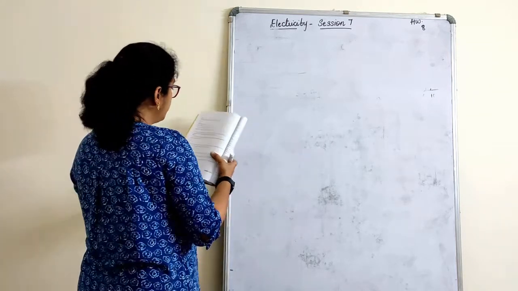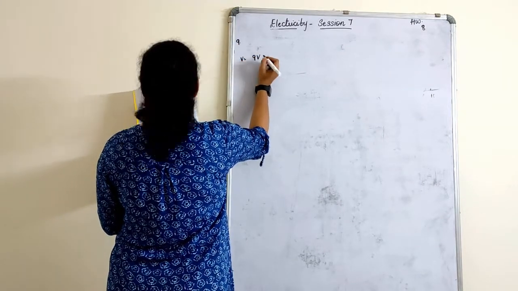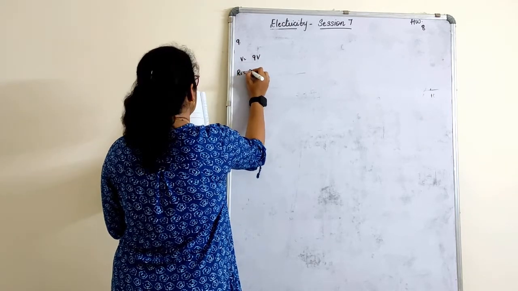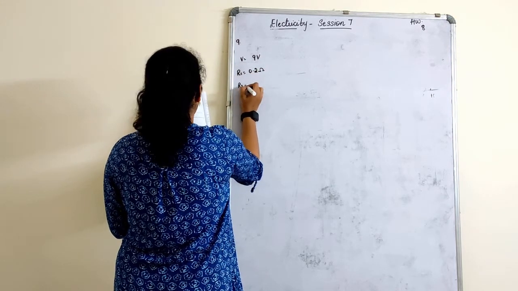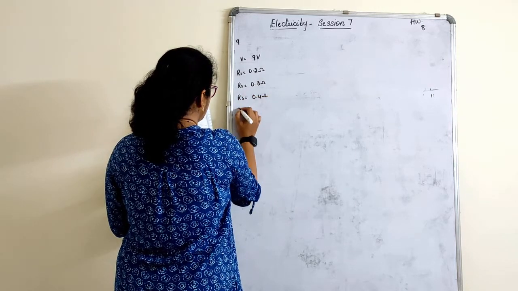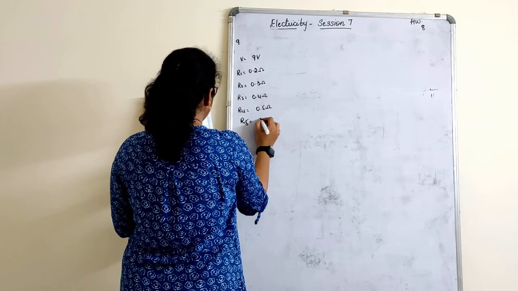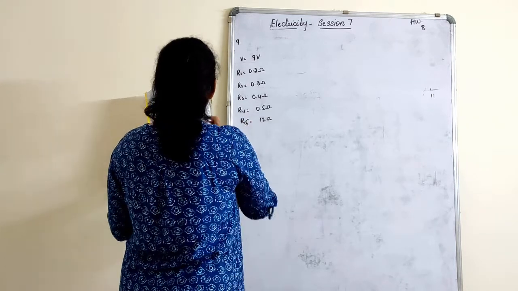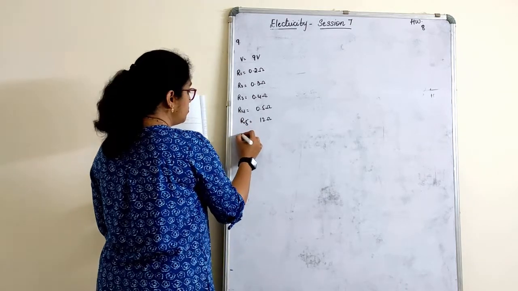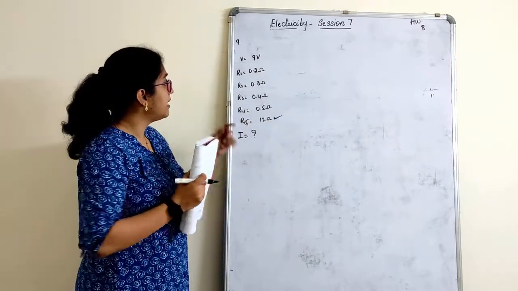A battery of 9 volt is connected in series with the resistors. R1 is 0.2 ohms, R2 is 0.3 ohms, R3 is 0.4, R4 is 0.5 ohms, and R5 is 12 ohms. So 1, 2, 3, 4, 5. Yes, there are 5 resistors respectively. How much current would flow through a 12 ohm resistor? Now they are connected in series.